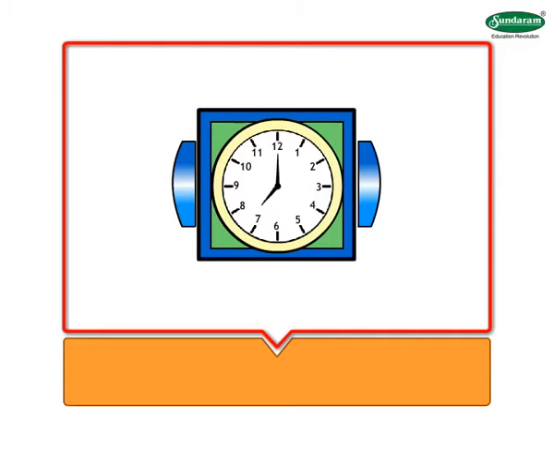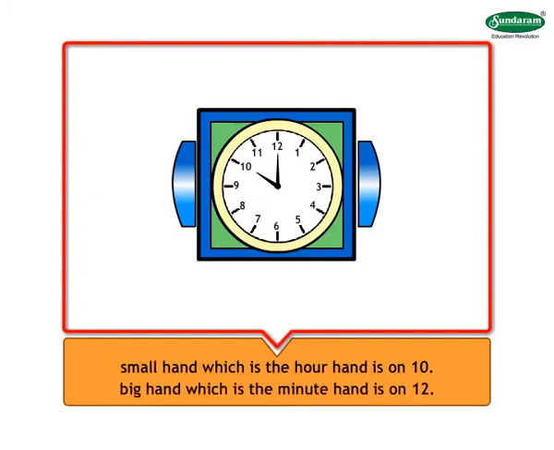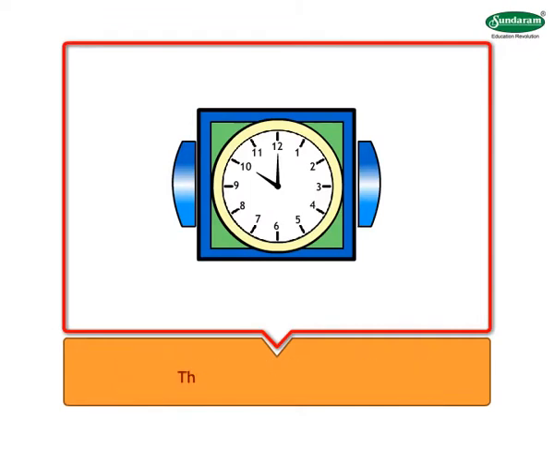Now look at the two hands of this clock. The small hand, which is the hour hand, is on 10, and the big hand, which is the minute hand, is on 12. Thus, this clock shows 10 o'clock.